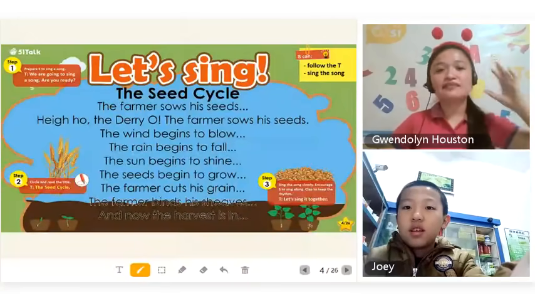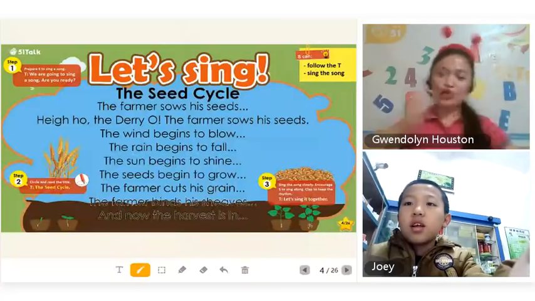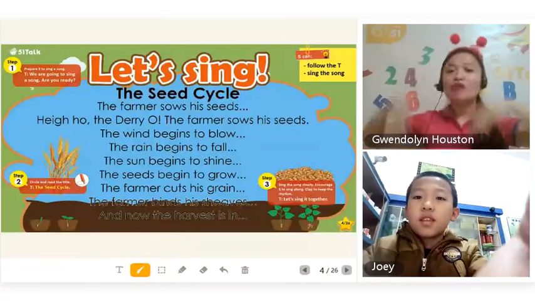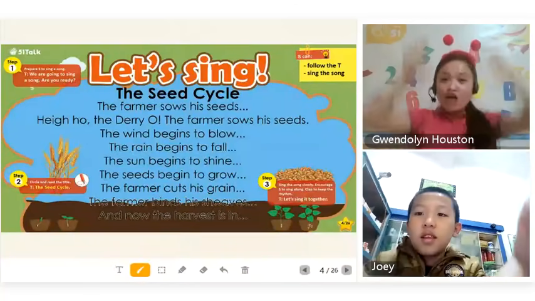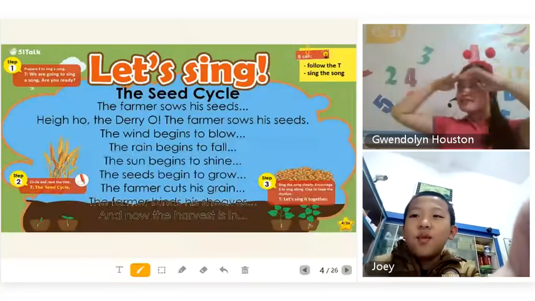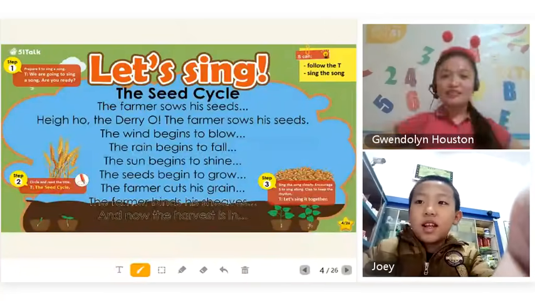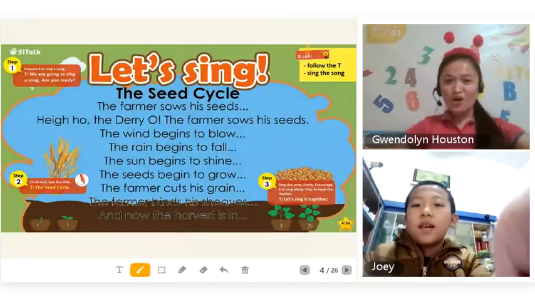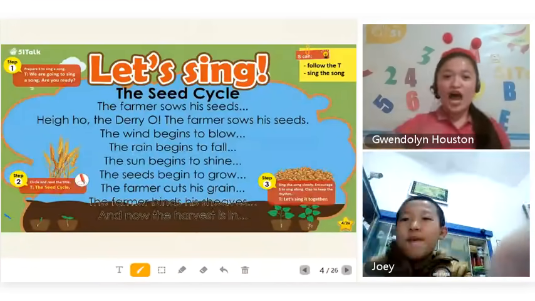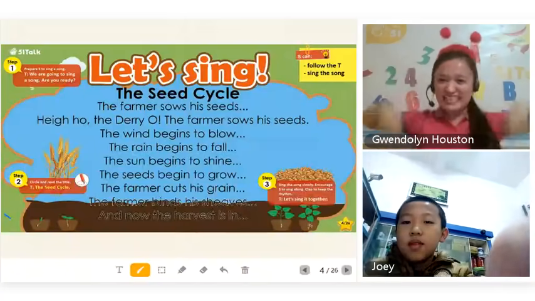Okay, now let's sing. The farmer sowed the seeds. Hi ho, the dairy-o, the farmer sowed the seed. The wind began to blow. The rain begins to fall. The sun begins to shine. The seed begins to grow. The farmer cut the grain. The farmer binds the sheaves. And now the harvest is in.